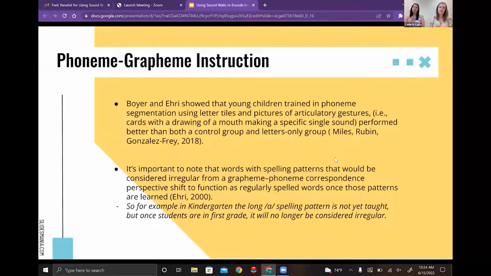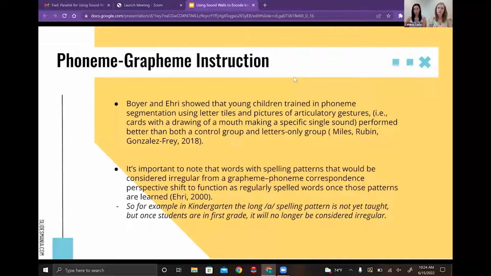For phoneme-grapheme instruction, Boyer and Ehri showed that young students trained in phoneme segmentation using letter tiles and pictures with those articulatory gestures, for example, cards with mouth pictures, performed better than those in a control group that were letters only. And this is why it's so useful to use sound walls and have students utilize them in the classroom.